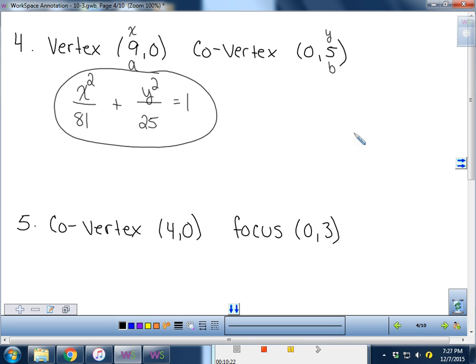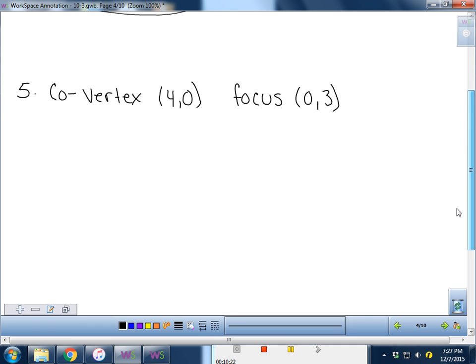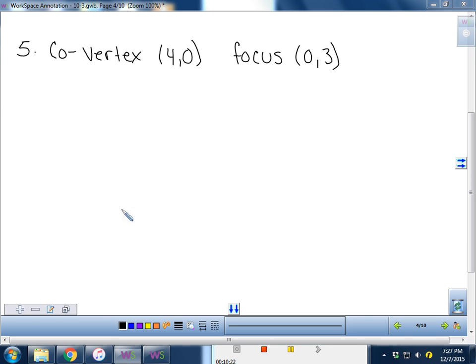It's always nice when A and B are identified. Number 5. My covertex always identifies the B, and it is identifying the spot that's in the X spot. Covertex is always on my minor axis, right? Focus tells me the C, non-zero number is the C, and it is in the Y spot.